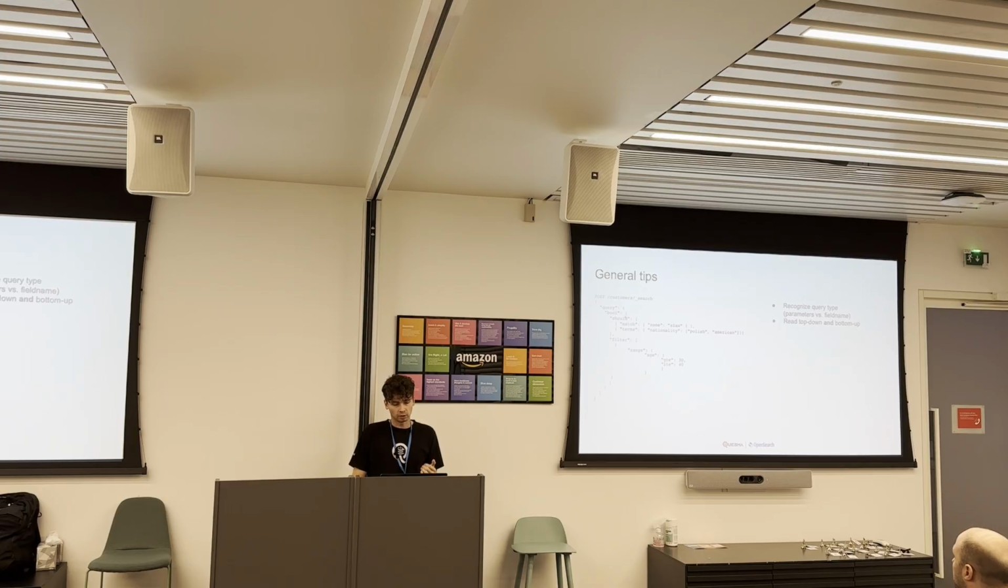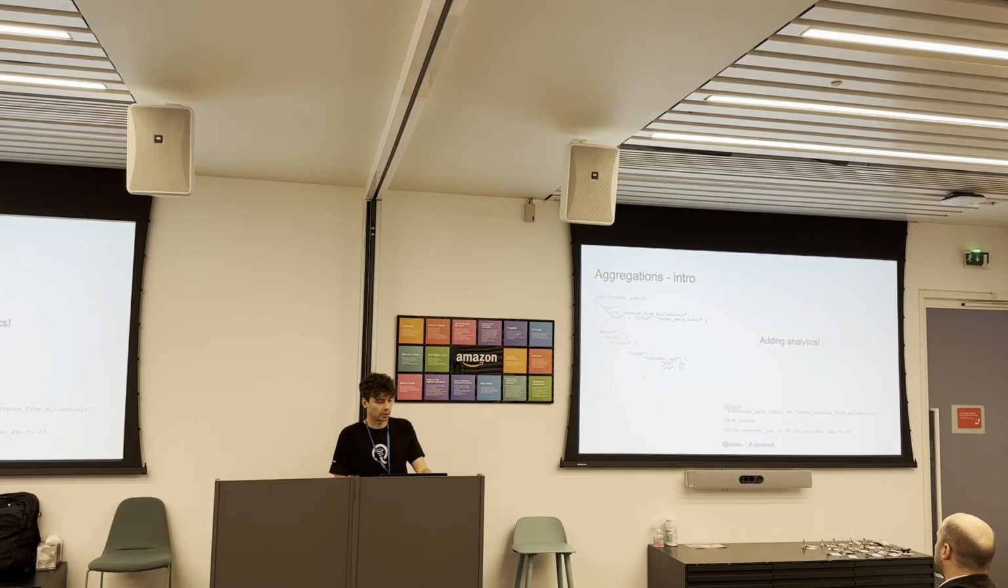And also, what I found quite helpful is that sometimes when reading complex queries, it's quite helpful to just read them both ways, from top down to bottom up, because it sometimes makes more sense. So let's enter the aggregation part. We have already established that querying applies to data filtering, and let's have a look at the aggregations API.